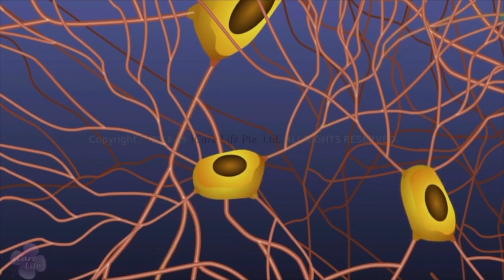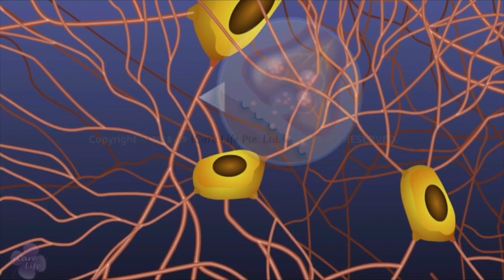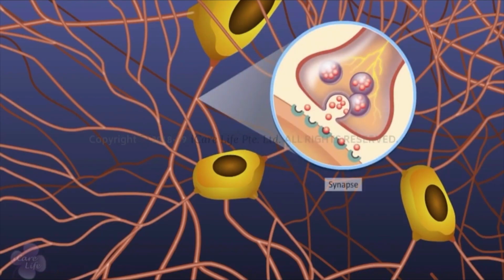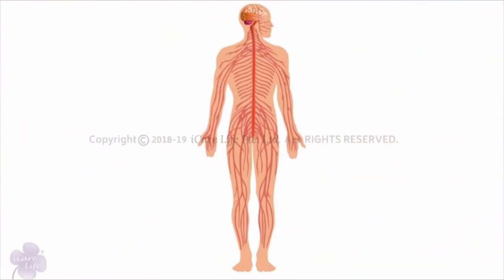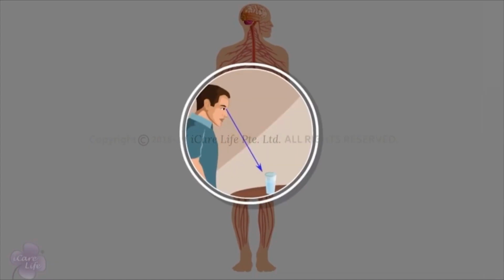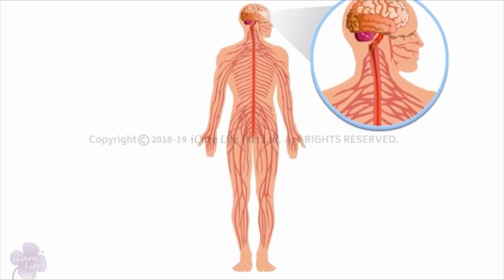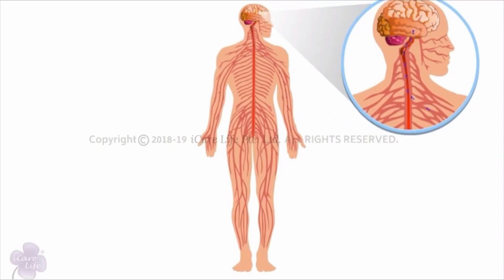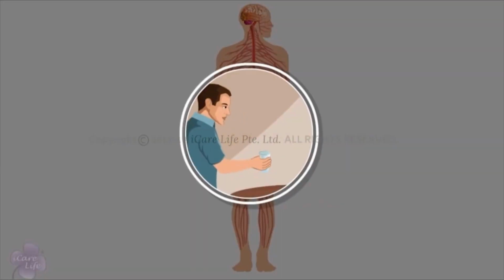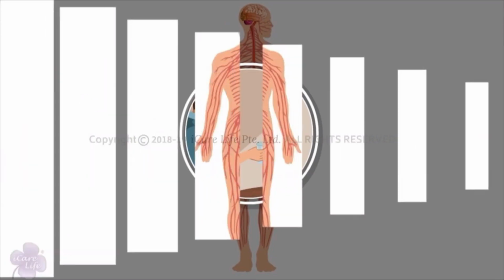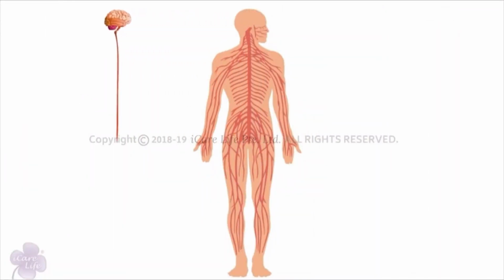The neurons are connected to each other at a junction called synapse. Synapse is the gap between two nerves. The brain is like a computer which decides and tells the person what to do. The spinal cord and the nerves take messages from the brain to the body parts and back. The nervous system can be divided into the central nervous system with brain and spinal cord, and the peripheral nervous system, which comprises the nerves.